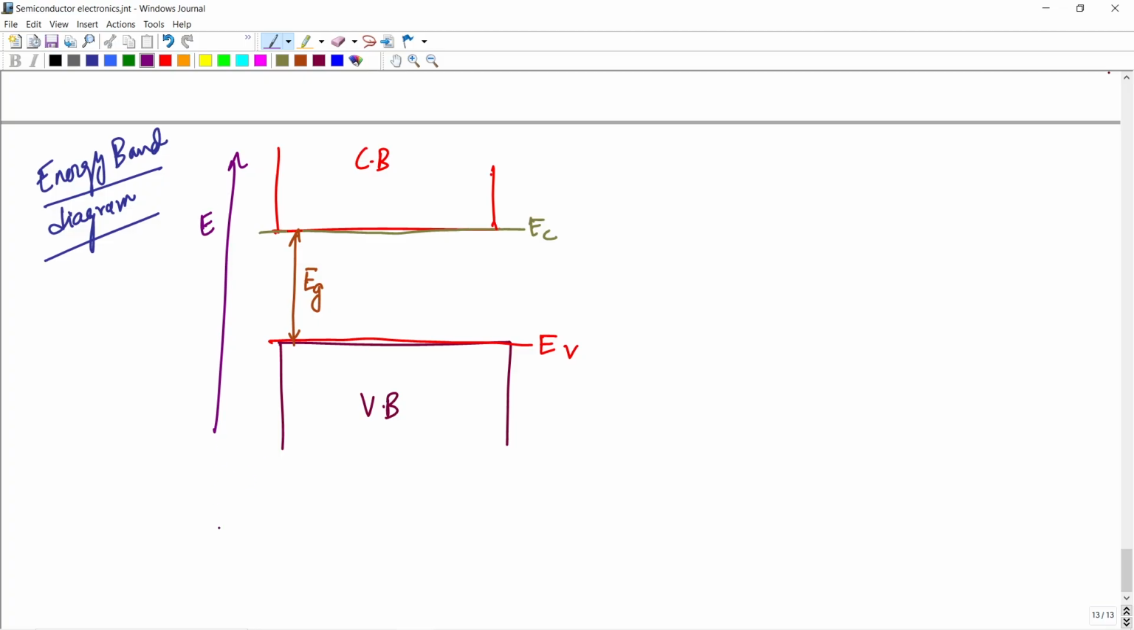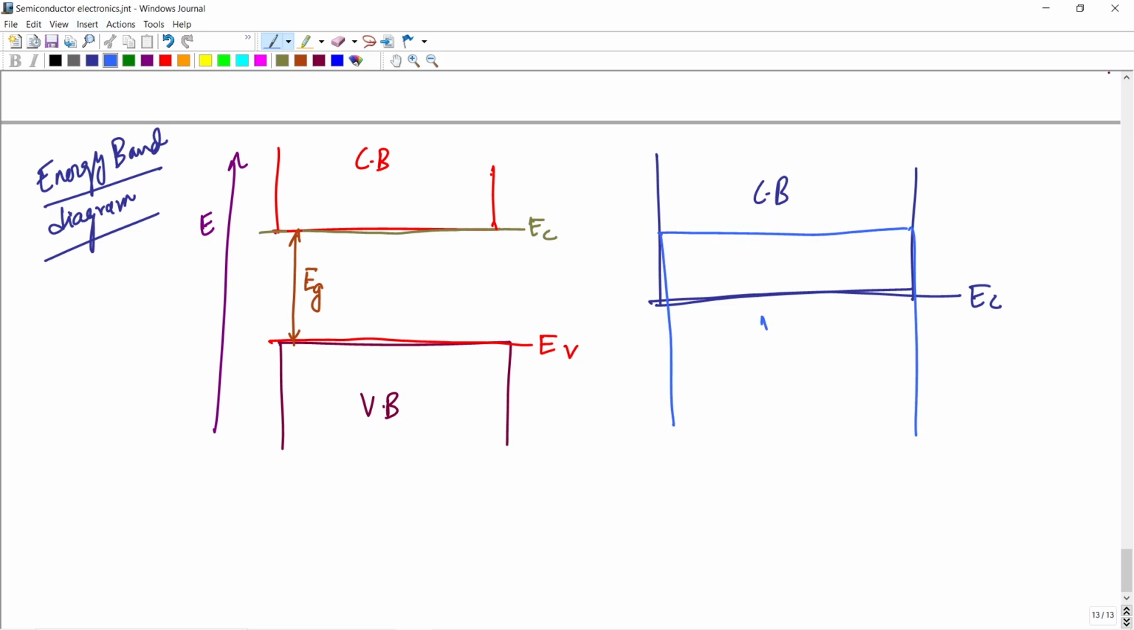Now, that's a basic diagram. Now if I draw the diagram like this, suppose this is the conduction band and the lowest part of the conduction band is called EC, and here is the valence band, VB, and the highest part of the valence band is EV. In this diagram the energy gap EG is equal to 0. There is no energy gap here.